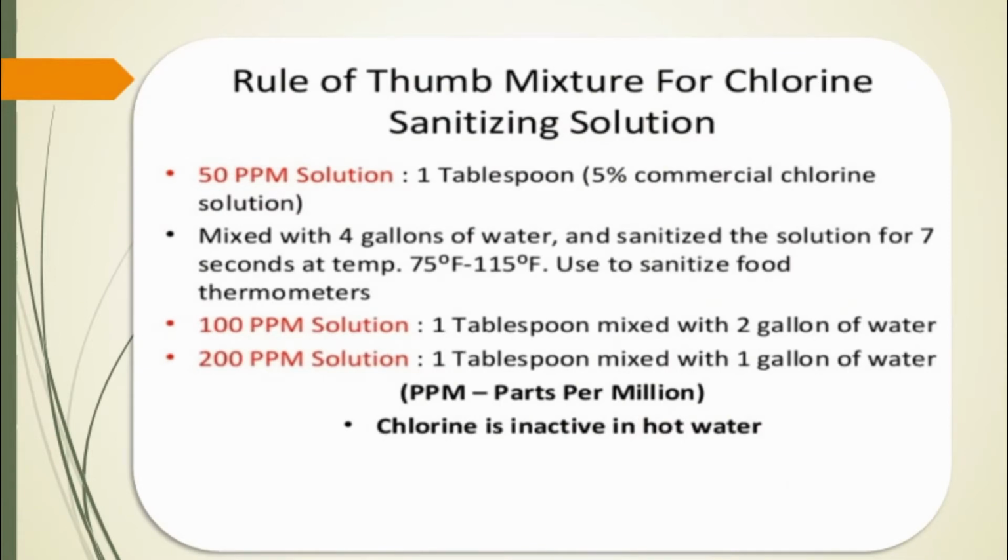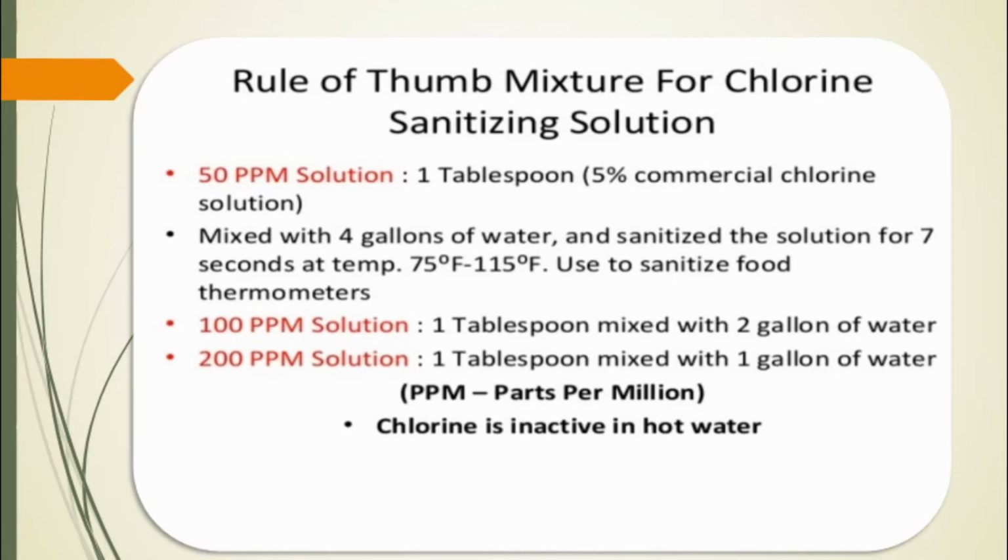Rule of thumb mixture for chlorine sanitizing solution. 50 parts per million solution: 1 tablespoon of 5% commercial chlorine solution mixed with 4 gallons of water, and sanitize in the solution for 7 seconds. Temperature of 75 degrees Fahrenheit to 115 degrees Fahrenheit. Used to sanitize food thermometers.